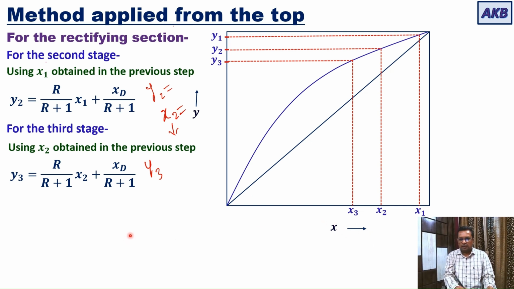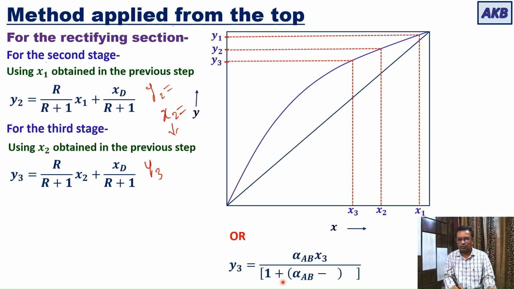So in this way, you are going to get x3. Or if an equilibrium relationship is known to you, you can get it by using that equation. So y3 is equal to alpha AB x3 divided by 1 plus alpha AB minus 1 into x3. So you can get x3 either from the distribution diagram or from the equilibrium relationship.